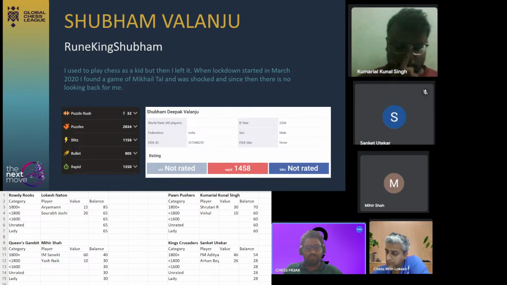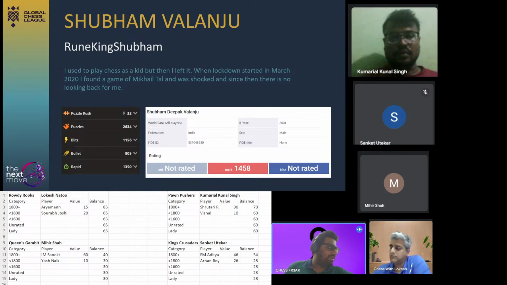And we have gone through his profile, but let us go through it again. As he has said, he had stopped playing chess, but during lockdown in March 2020, he saw a game of Mikhail Tal and he fell in love with chess once again. A rapid rating of 1458, a chess.com blitz rating of 1156. I'm asking a bid of 5 points base value. Do I see an opening bid of 5 points for Shubham Valanju?